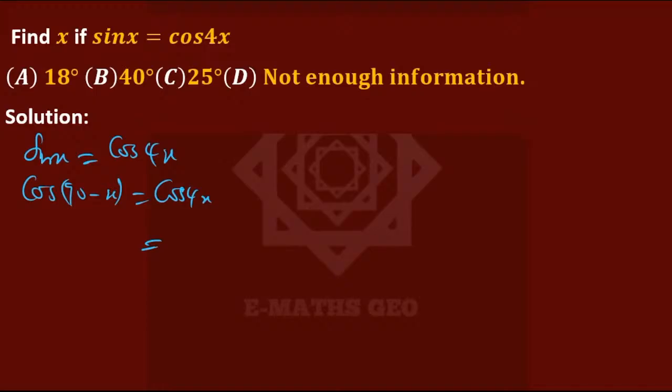So this is now easy because what we have here is cos and what we have here is cos. So the angles must be the same. So 90 minus x must be equal to 4x. So this one crosses to be plus, 4x plus x is 5x. Remember 90 degrees. So our answer is 90 over 5, which is 18. So the answer is option A. So that's it for the cofunction identity.